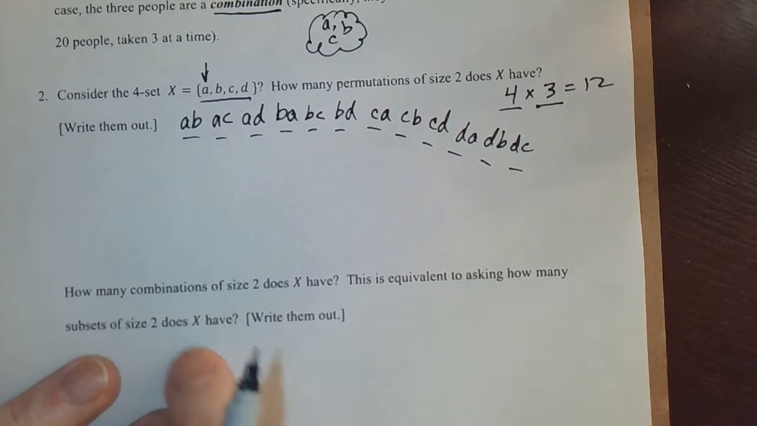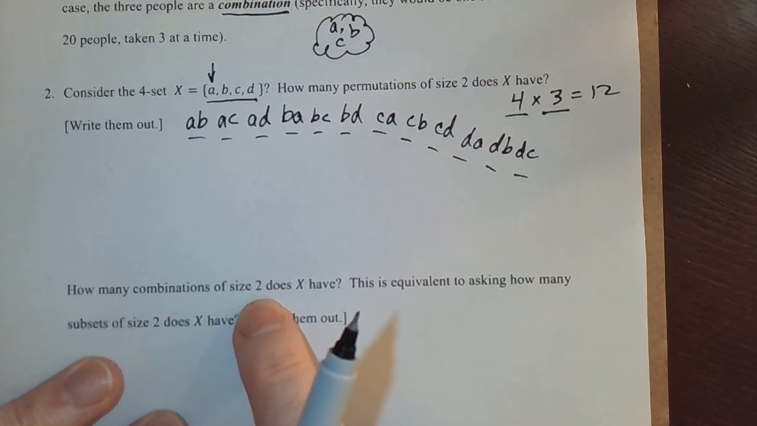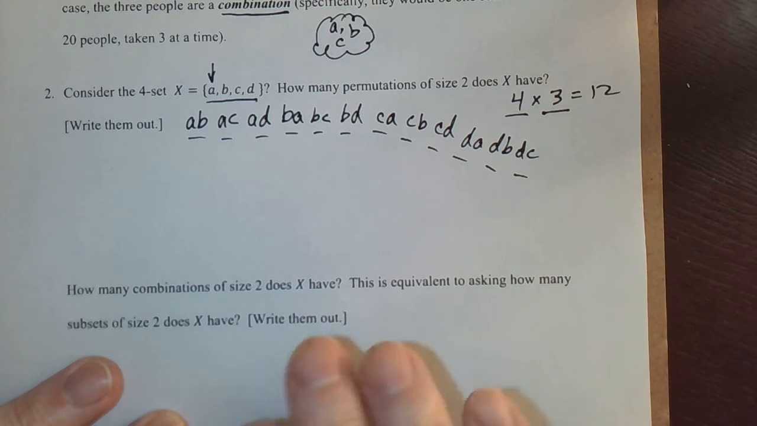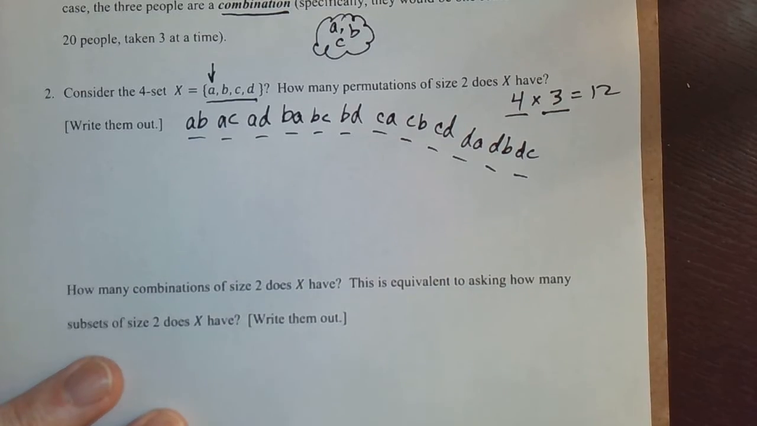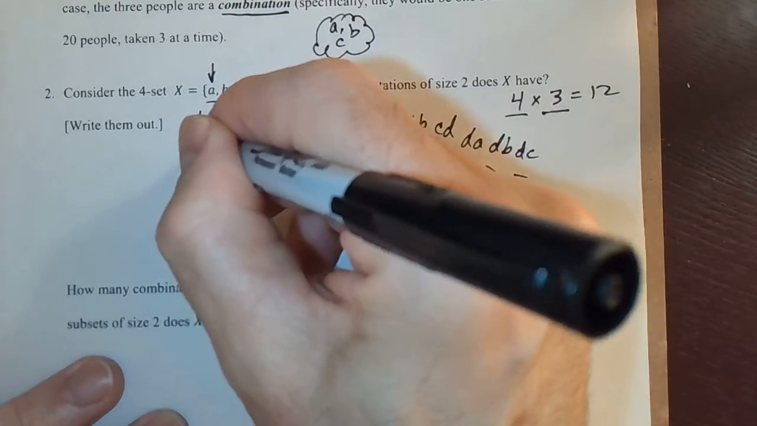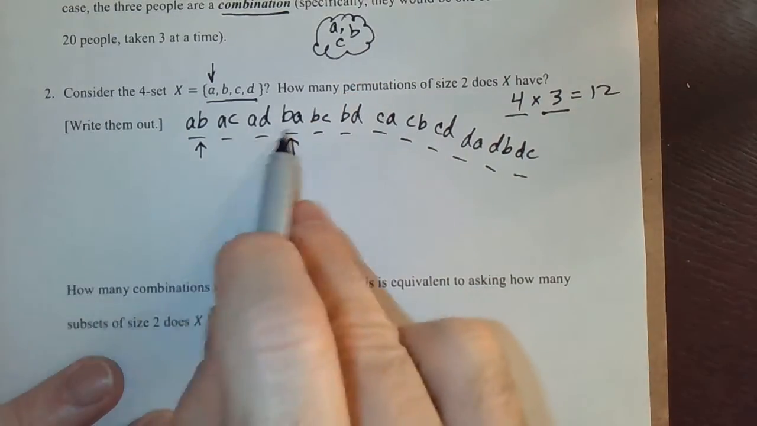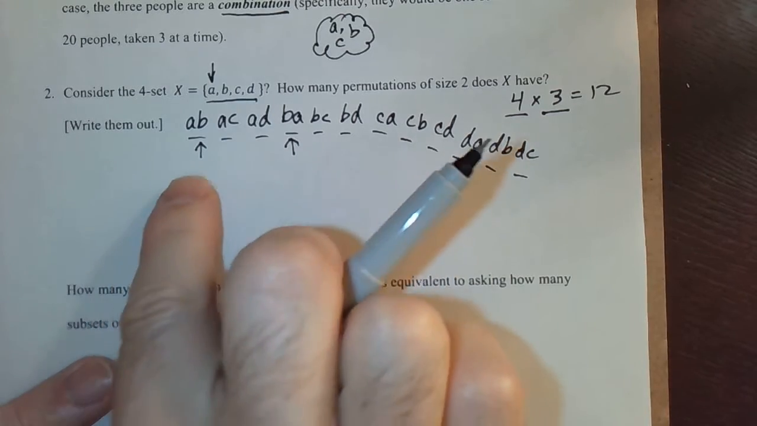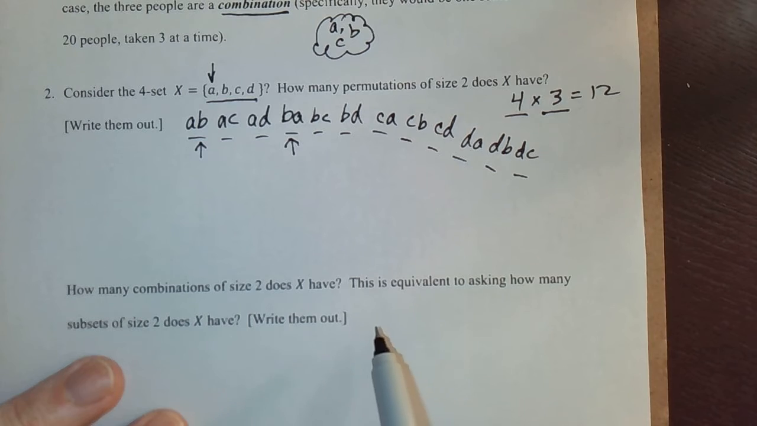Okay, same problem, how many combinations of size 2 does X have? Combinations. That means order doesn't matter. In a combination, this and this, they're the same, right? Because it's the set of 2 elements containing A and B. Order doesn't matter. So, let's go ahead and write those out.